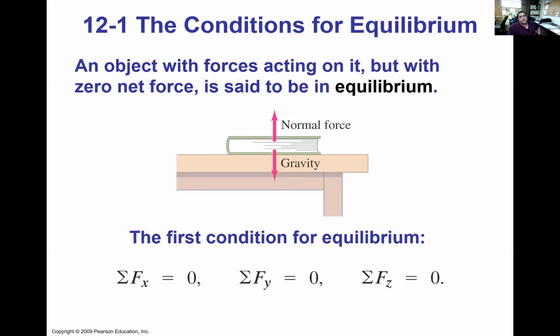So what are the conditions for equilibrium? For something not to move, the first condition of equilibrium is that the sum of forces in the x direction, in the y direction, and in the z direction, so the sum of all the forces, needs to be zero. An object with forces acting on it, but with zero net force, is said to be in equilibrium. A book sitting on a desk is exerting its weight on the desk, but the equal and opposite force to that is the normal force.